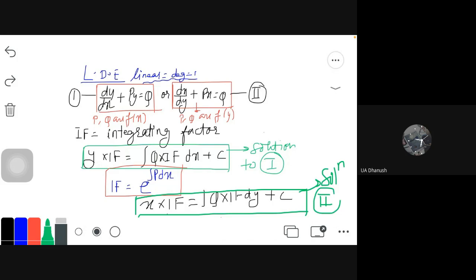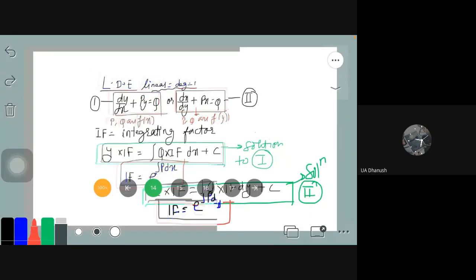So I've written both the types. Again, here my integrating factor will be similar: e raised to integration of p dy. The only difference is that instead of y we'll have x. There it was e raised to integration of p dx, whereas here it is e raised to integration of p dy. So this is the linear differential equation.